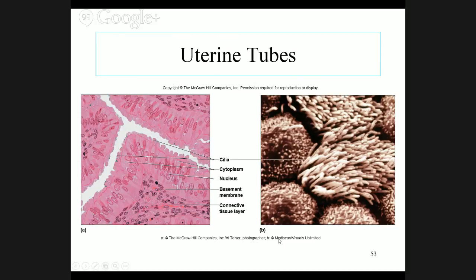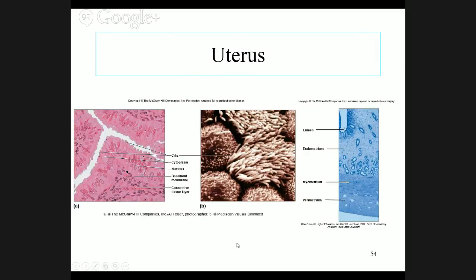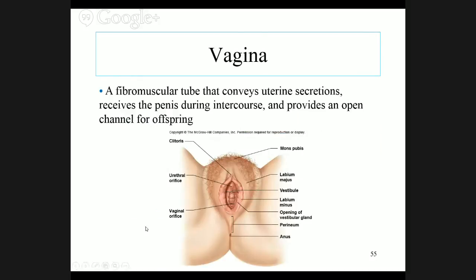And here's the uterine tubes with their cilia, and the uterus itself, some slides of it. And here's a vagina in different parts.